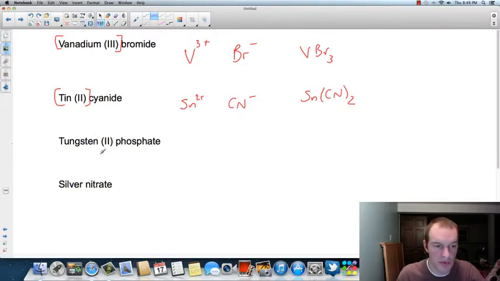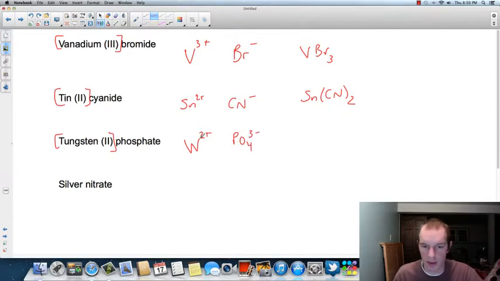Tungsten 2 phosphate. Keeping in mind that tungsten 2 all goes together here, tungsten is W. We know it's going to have a 2 plus charge because it's tungsten Roman numeral 2. Phosphate is PO4 with a 3 minus charge. In order to make a neutral compound here, we need 3 tungstens and 2 phosphates, giving us the formula W3(PO4)2.